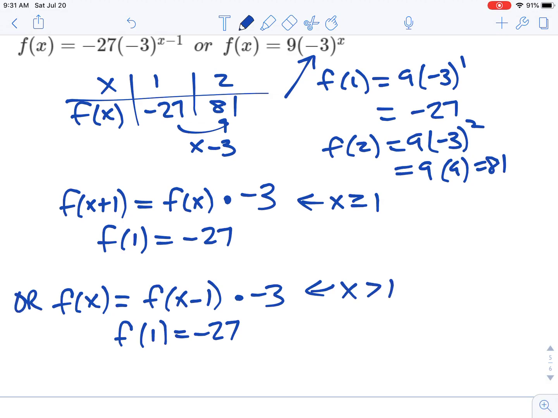Either way, they both say the same thing. It's just next equals now times negative 3, starting at negative 27.